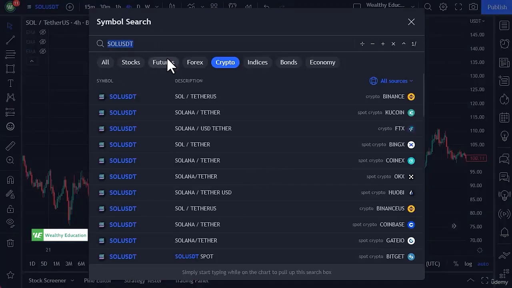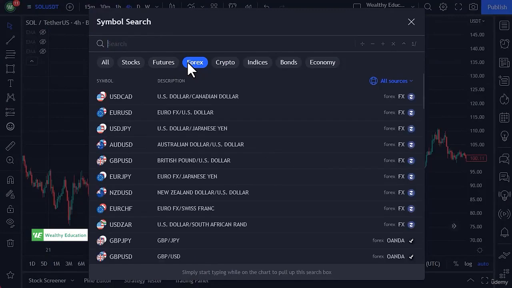Let's switch to currencies. They do tend to be a little bit more stable.